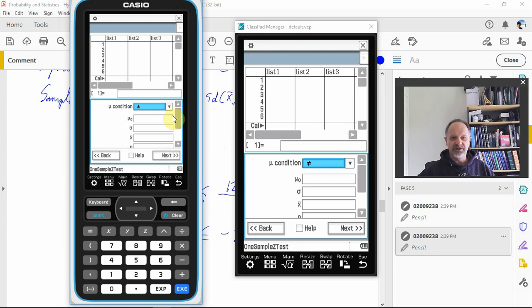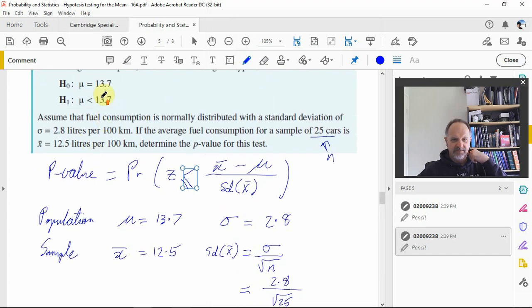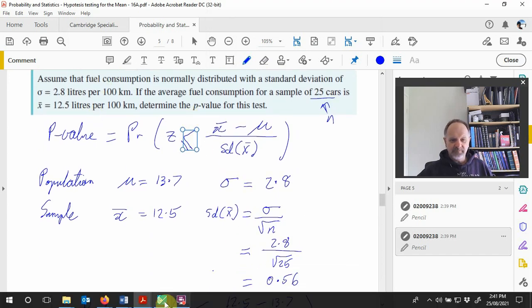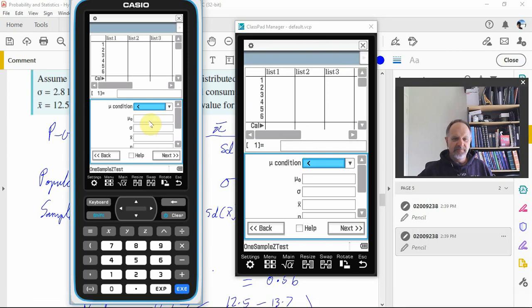All right, condition. So in here, we're saying that our new mean is less than. So we want less than. This is what we're testing, that it's less than. So we put the less than there. Then mu 0, that's our null hypothesis mean. So that's, what was that, 13.7.